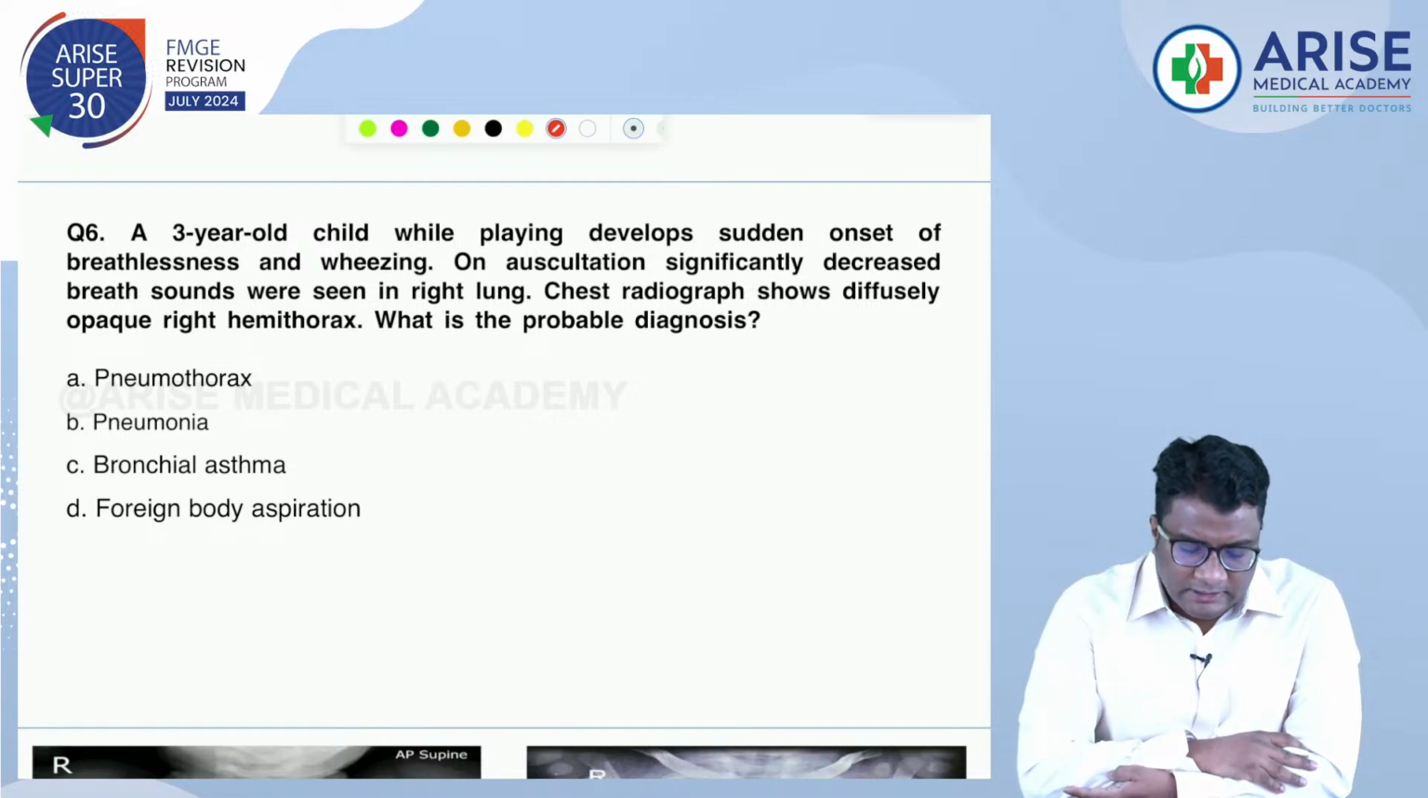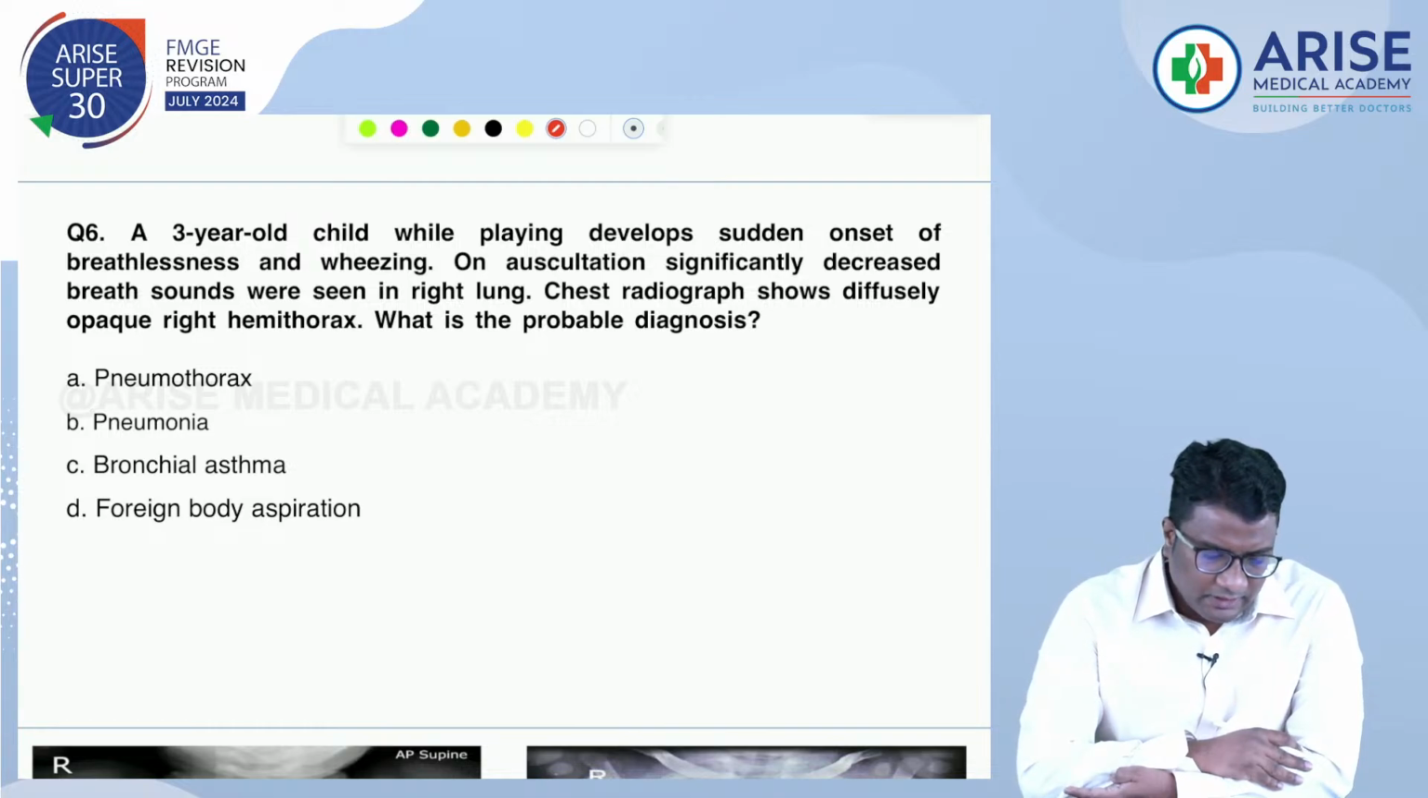A 3-year-old child, while playing, developed sudden onset of breathlessness and wheezing. On auscultation, significantly decreased breath sounds were seen in the right lung. Chest radiograph shows a diffusely opaque right hemithorax. What is the probable diagnosis?